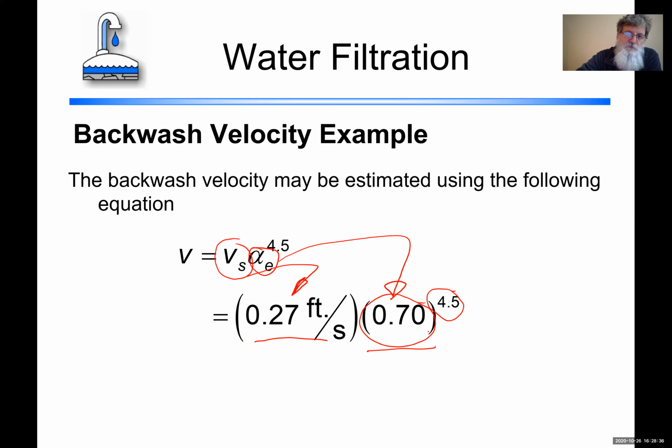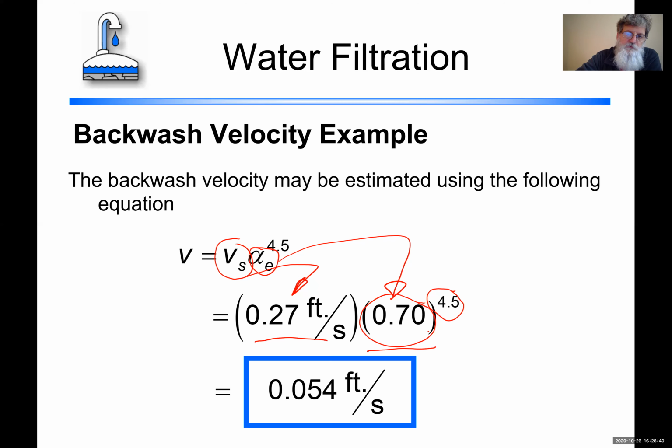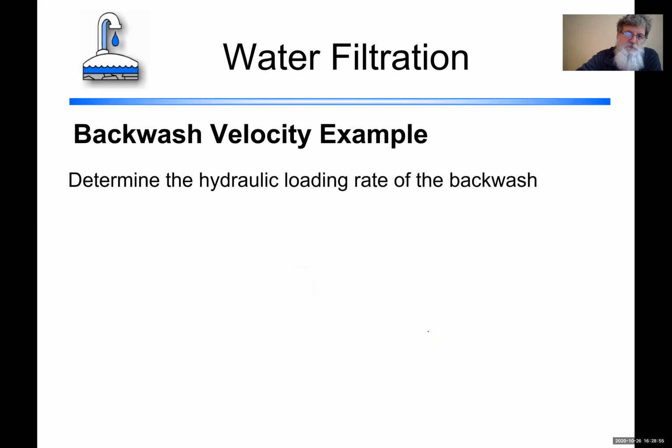Okay, so let's say you've done that, and let's compare your number to my number. Well, I got 0.054 feet per second for my backwash velocity. Seems very small right now. So hold on to that. And next, let's see what that hydraulic loading rate would be. So I'm going to come back with my velocity, which is 0.05 feet per second.